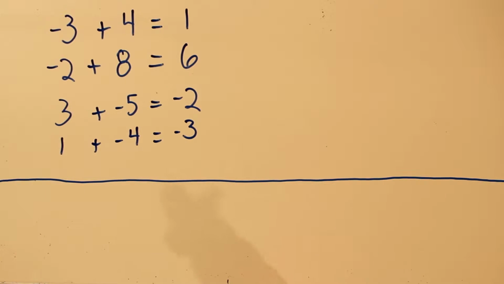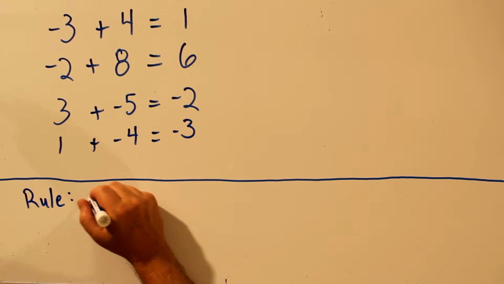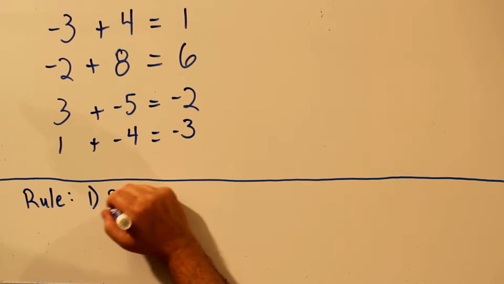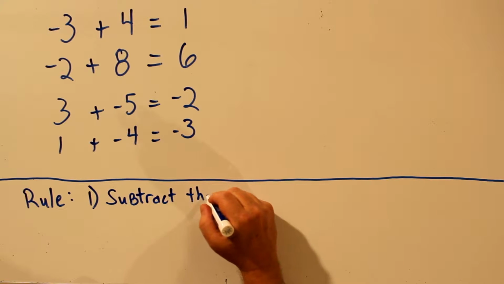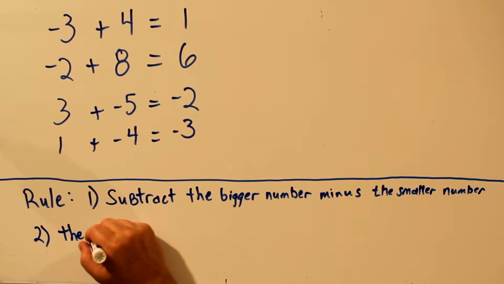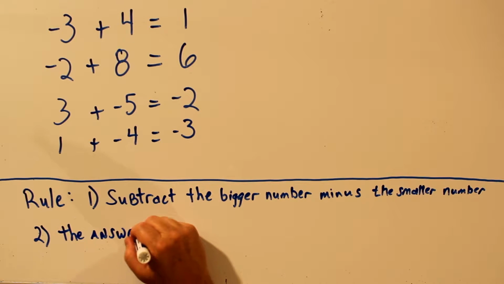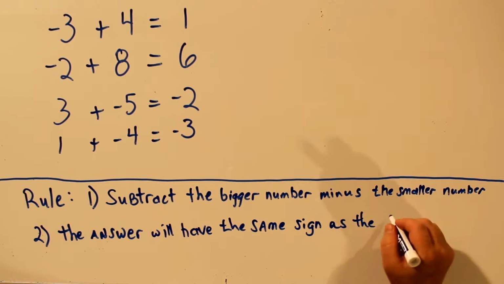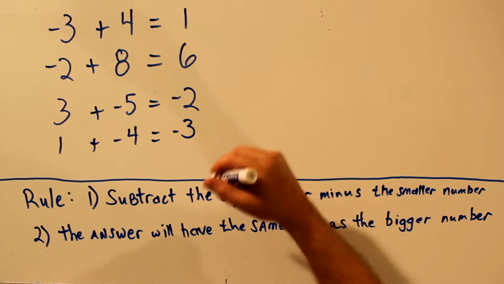I'm going to give you a rule. That way, no matter how big the numbers are, you can use the rule to figure out the answer. There are two parts to the rule. The first one is you subtract the bigger number minus the smaller number. And the second rule, the answer will have the same sign as the bigger number. So let's go through these examples using these rules.